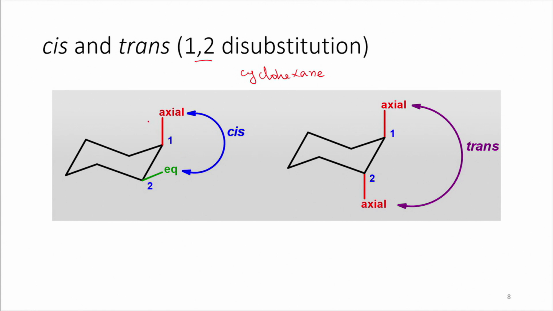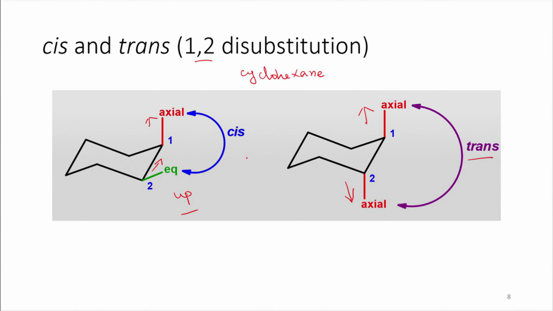So, one bond is pointing upwards and this bond is also pointing upwards. When two bonds are pointing upwards, because these are on the same side, that is up, this is called cis arrangement. And when we go to this representation, one of the bonds is pointing upwards, another bond is pointing downwards. So, these are in the opposite direction. This is called trans arrangement.